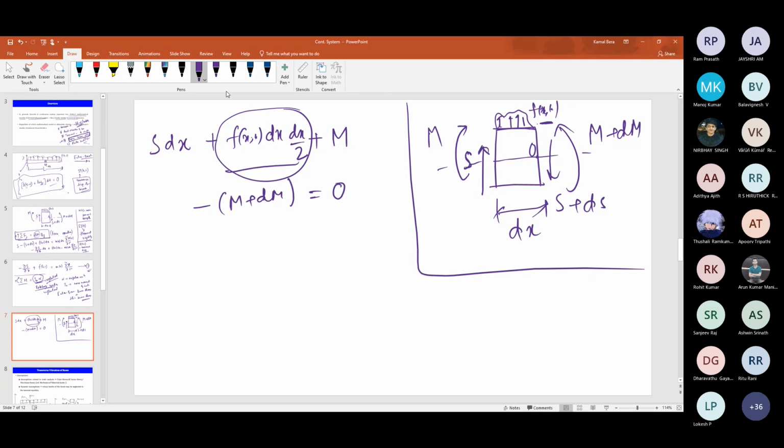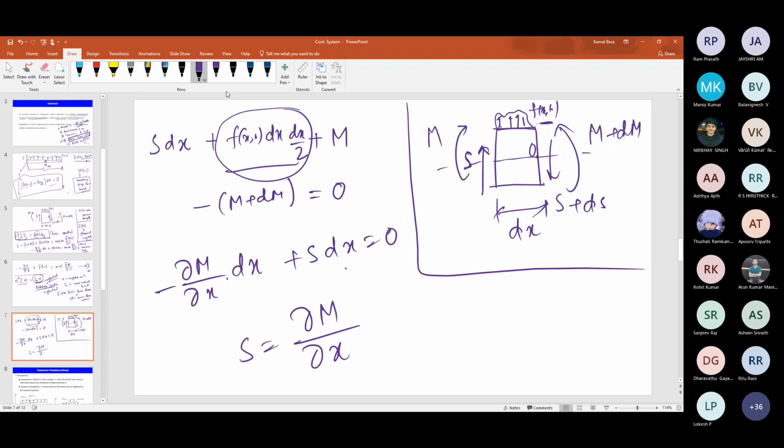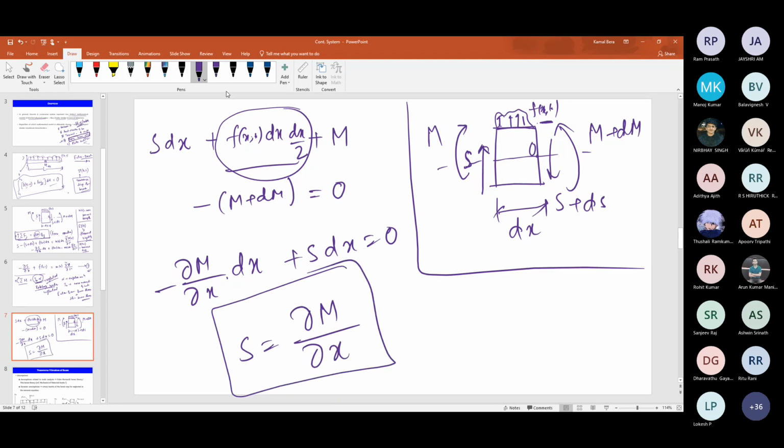So what I get is basically minus dM. Minus dM is again del M by del x into dx, plus S dx equals 0. So that means S equals del M by del x, which you already know: the shear force equals the rate of change of the bending moment. Got it? That is our basic simple static equation.